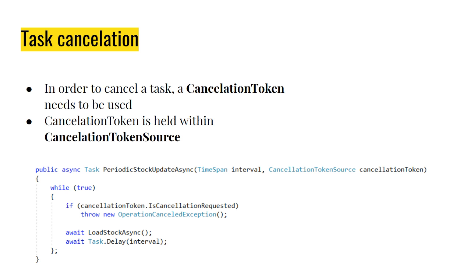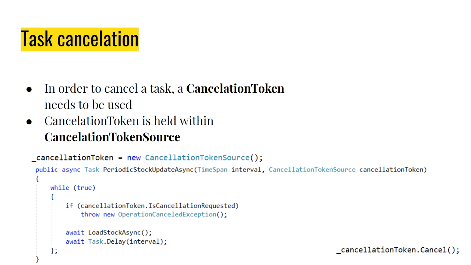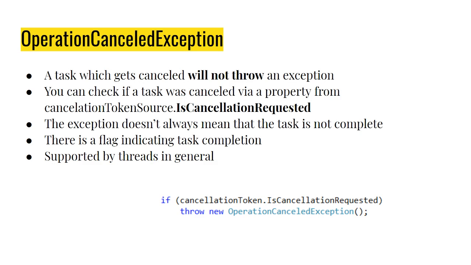The result will be that the exception will have a reference to a task which holds metadata about that task, meaning it will say if the task managed to complete, if the task was running, if it was cancelled, and so on and so forth. So this is the exception, and by default, a task which gets cancelled doesn't throw an exception. You still need to throw the exception by yourself manually.